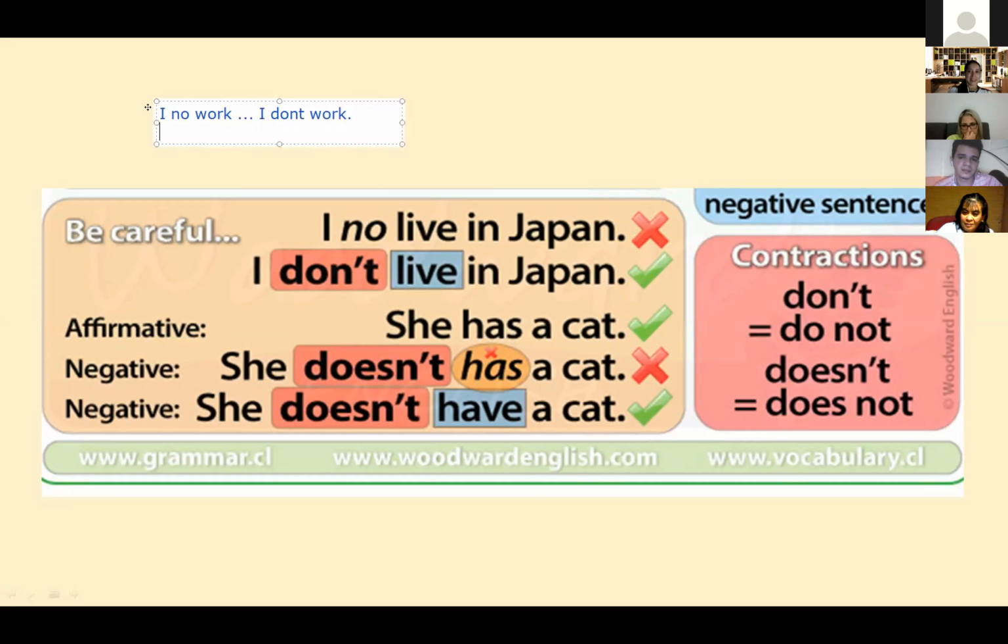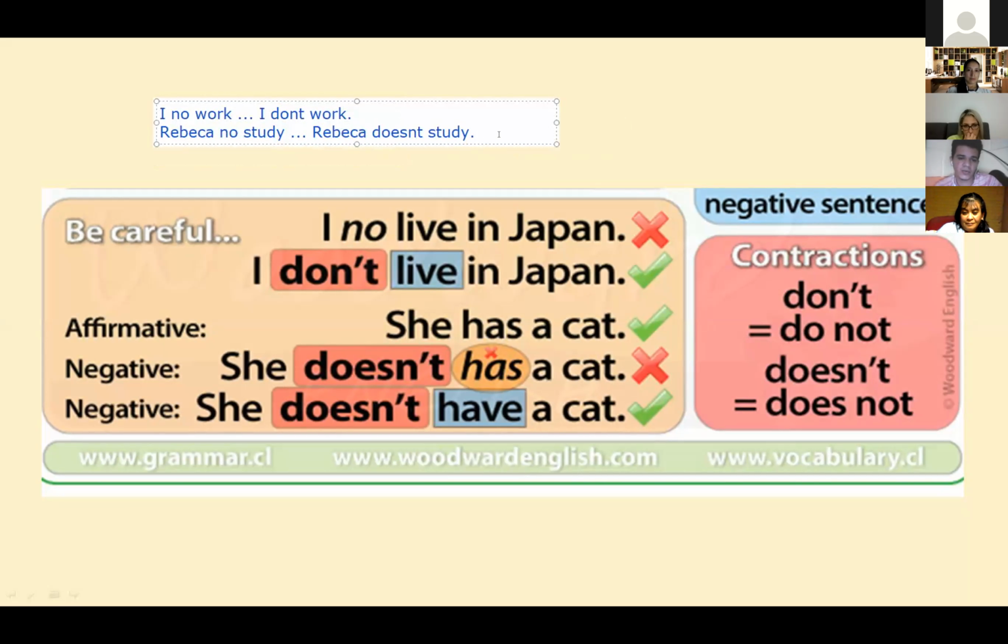So, if you want to say something about Rebecca, Rebecca no study. No, that's not correct. What's the correct sentence? Rebecca, what is the correct sentence? Doesn't. Exactly. Rebecca doesn't study. Or I'm saying Rebecca no estudiar, right? No, that is not correct. So Rebecca doesn't study.